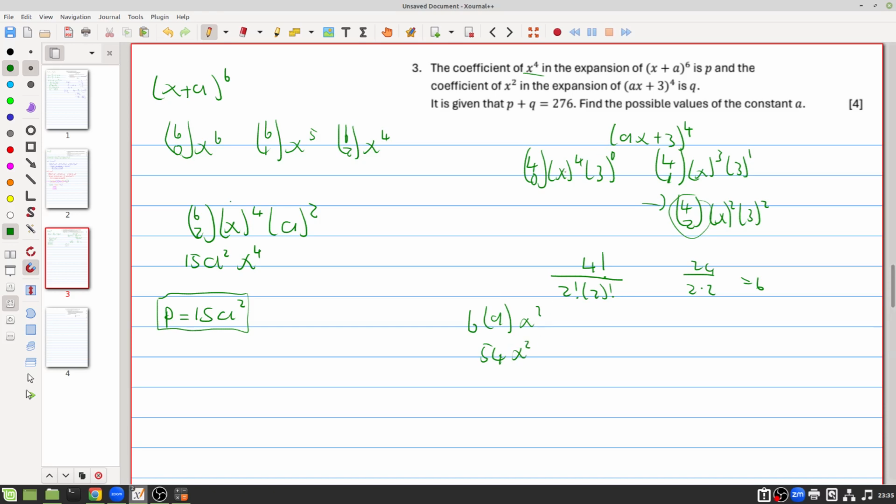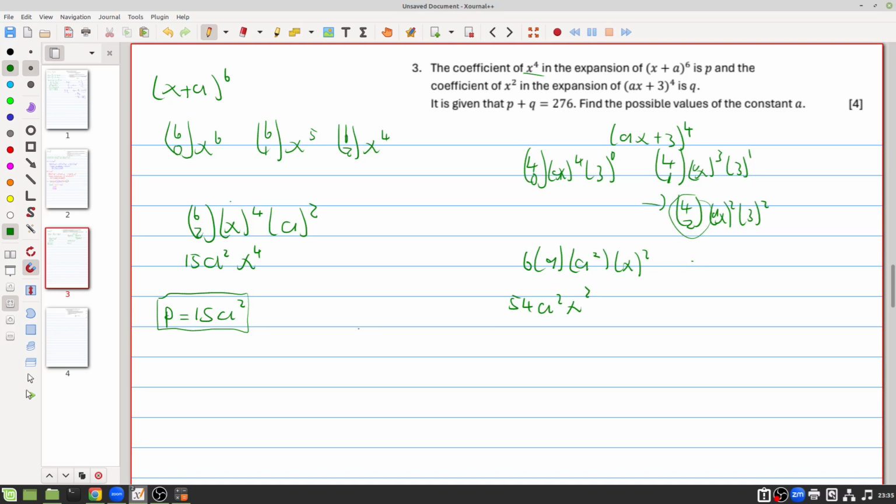Oh, sorry. My bad, I forgot the a with the x here. So this is going to be a squared x squared. So now 4C2, that's going to be 6, and then 3 squared is 9, and then a squared x squared. So 54a squared is going to be the coefficient.